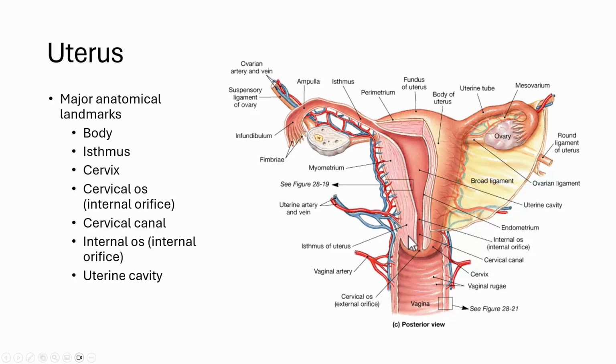We have the cervix. And then right here we have the cervical os, or external orifice. We have the cervical canal, and the internal os, or internal orifice. And that leads into the uterine cavity.